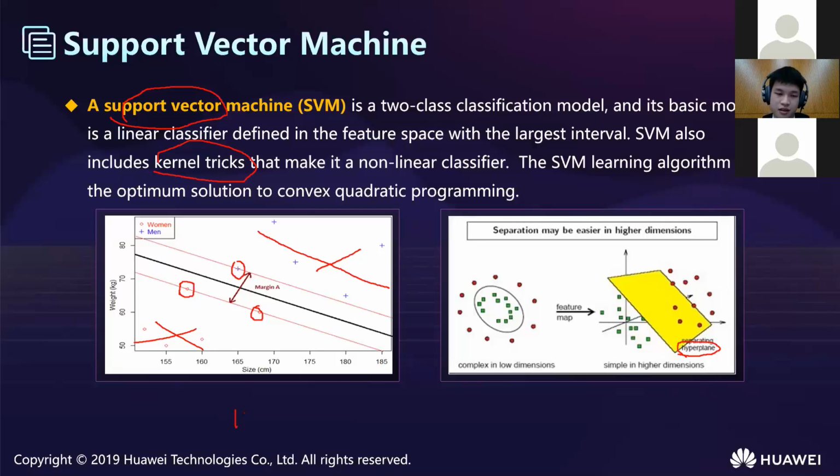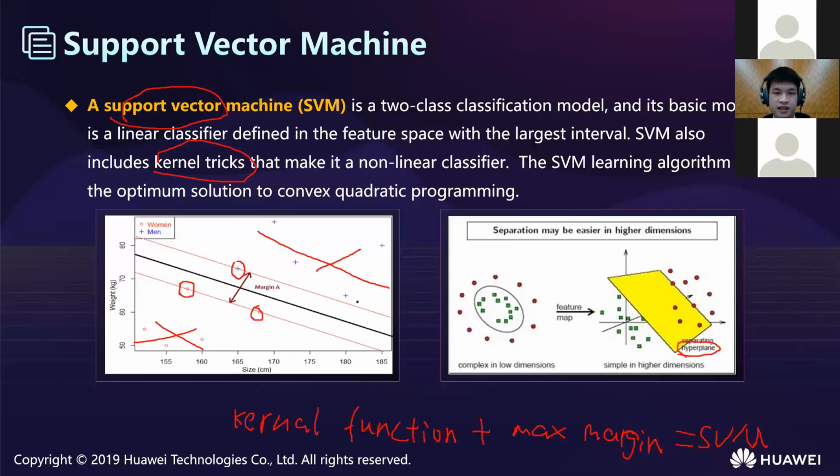So that is a kernel function plus the max margin. And that is a support vector machine.